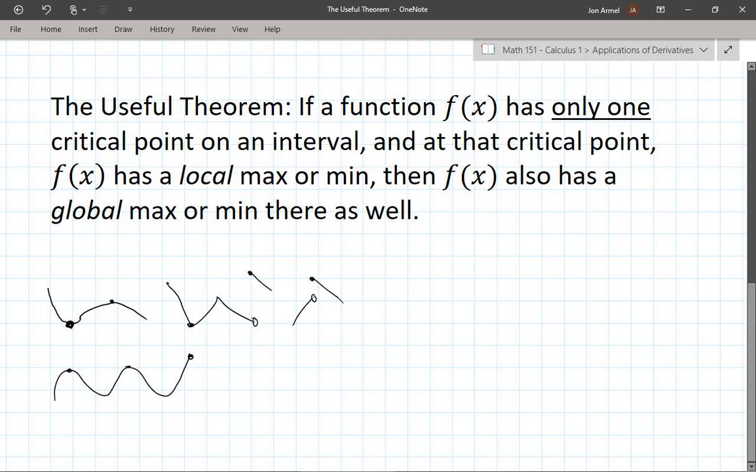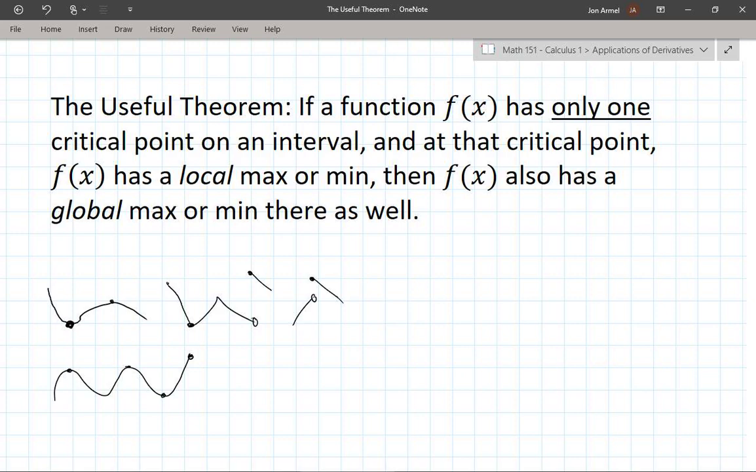But that's because the function could turn around in between. But with only a single critical point, there's no turning around, so that just can't happen. All right, so how we use this is we use this to find the global extrema of a function that is not on a closed bounded interval.